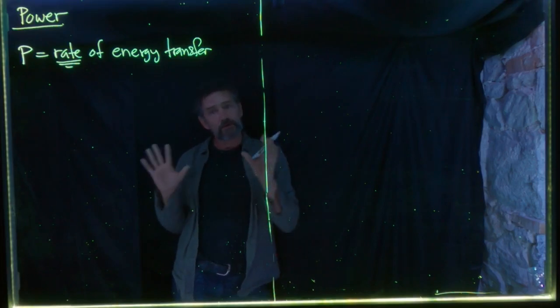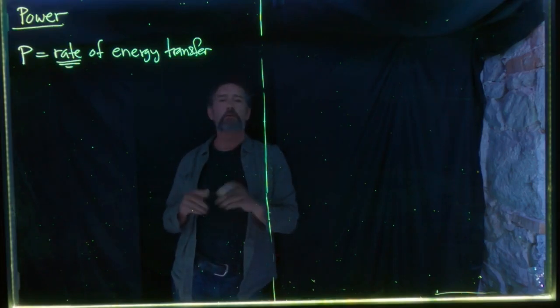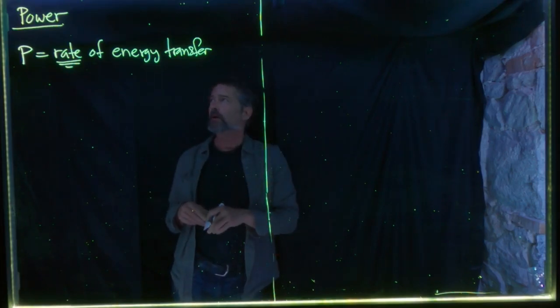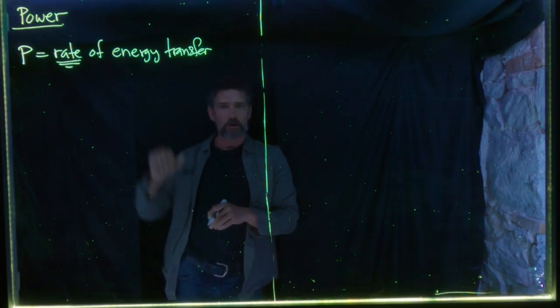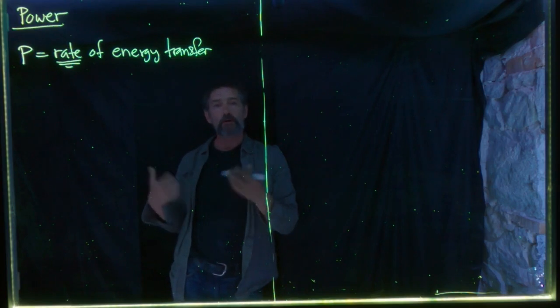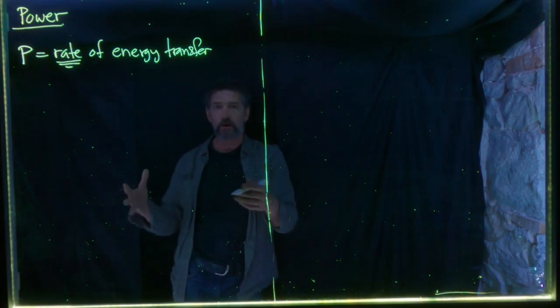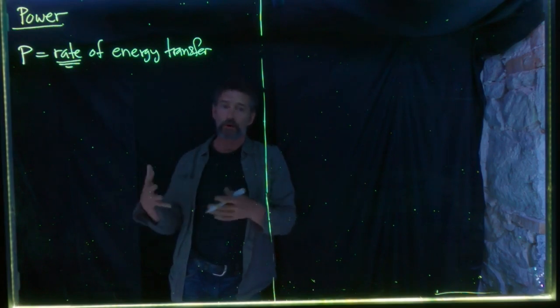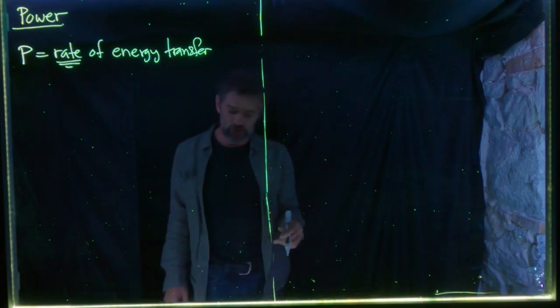Okay, so the last topic that we're going to talk about in this energy chapter is the topic of power. In physics, power is given the symbol P. It is the rate of energy transfer. So how quickly a given amount of energy is transferred from, say, one form to another or from one location to another. So let's do an example here.